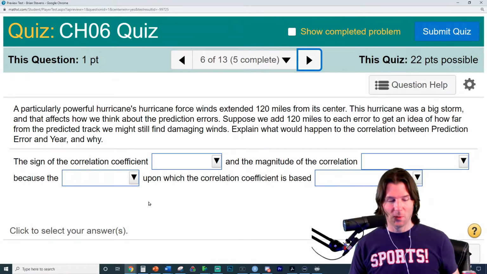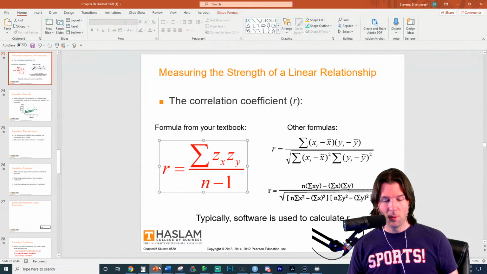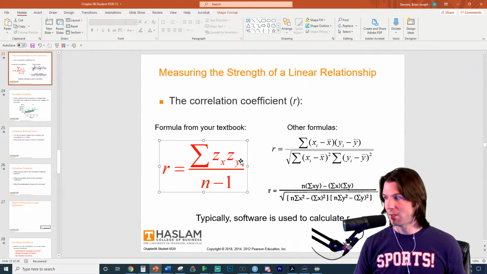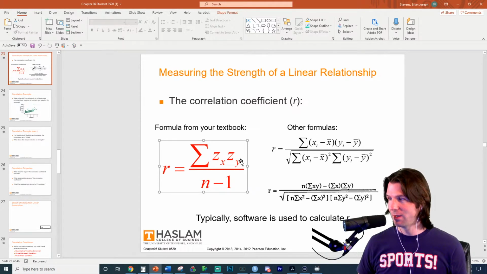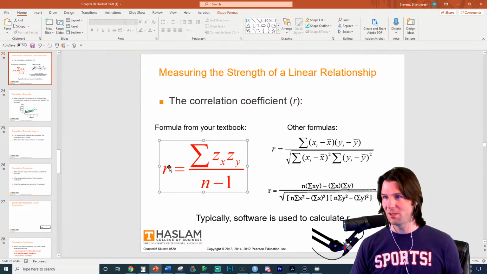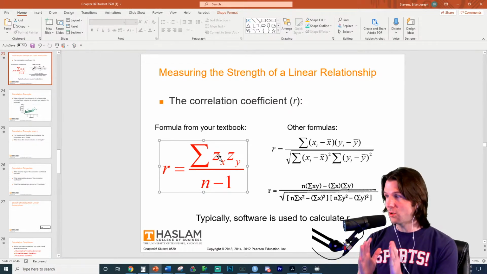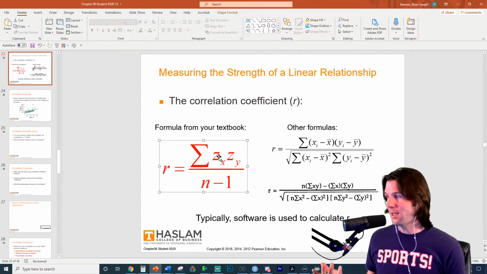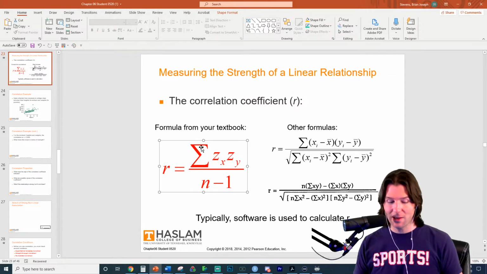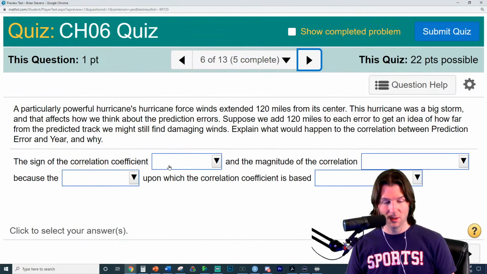Bingo. So check this out. What did not change about this? The z-scores did not change, right? So do you think correlation will change at all? Since the z-scores stay the same, like if I shift the distribution, will anything change about the z-scores? Exactly. So we just answered the question.